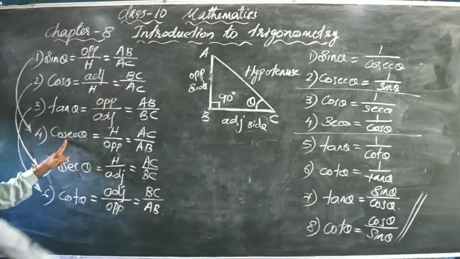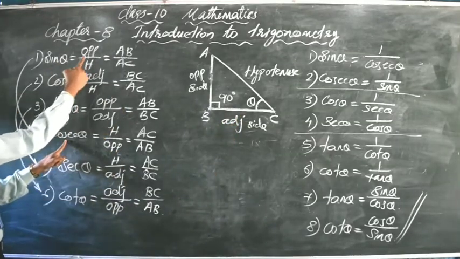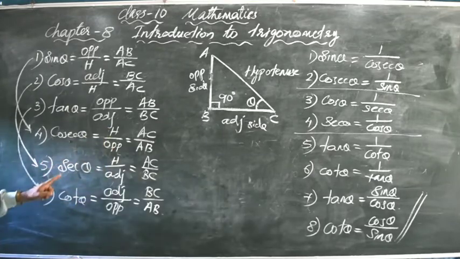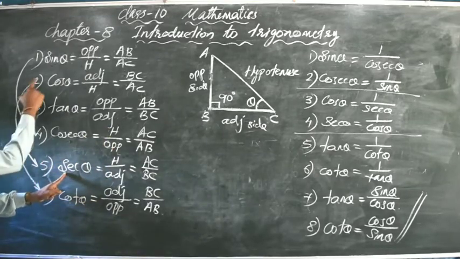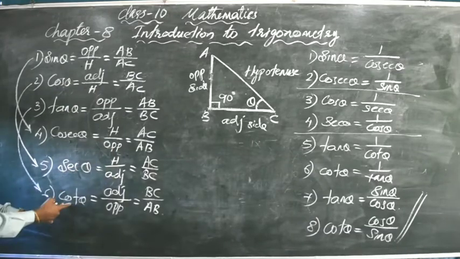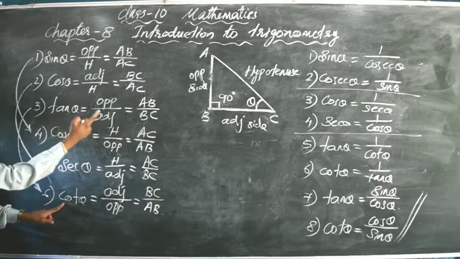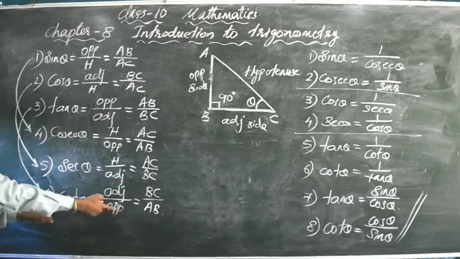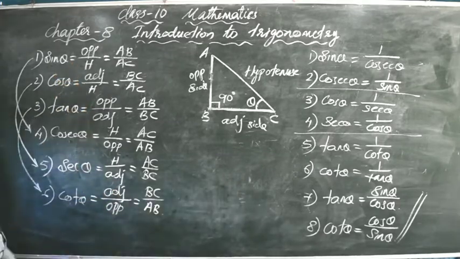Cosec theta is the reciprocal ratio of sin theta, hypotenuse divided by opposite. Sec theta is the reciprocal ratio of cos theta, hypotenuse divided by adjacent. Cot theta is the reciprocal ratio of tan theta, adjacent side divided by opposite side. So these are the 6 trigonometric ratios.